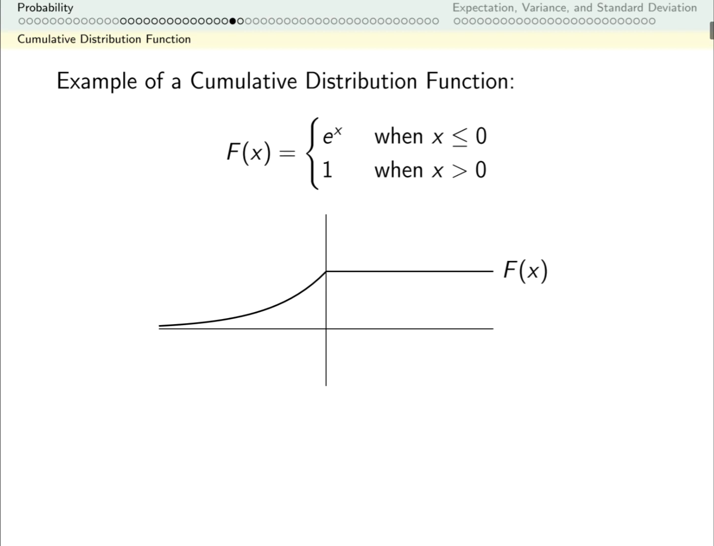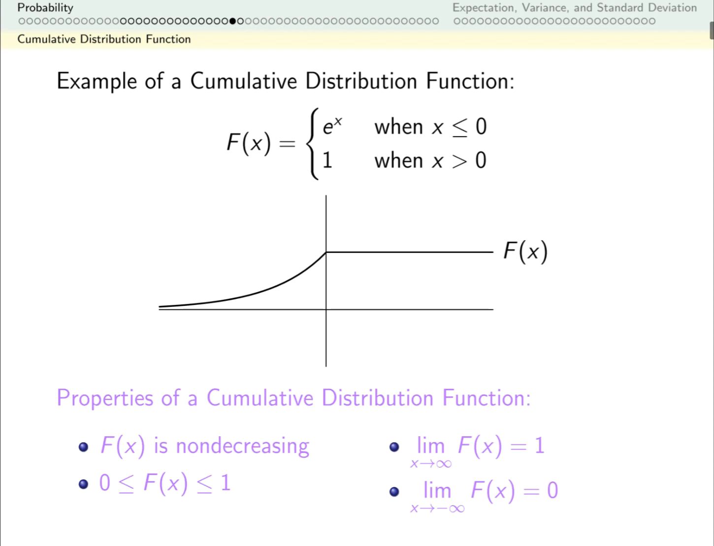Remember that there are 4 properties needed to be a cumulative distribution function. Your function needs to be non-decreasing. It's a probability, so it needs to be between 0 and 1. On the right, its limit has to be 1, and on the left, its limit has to be 0. So the function shown here is a cumulative distribution function.